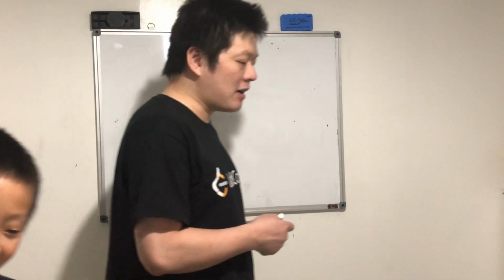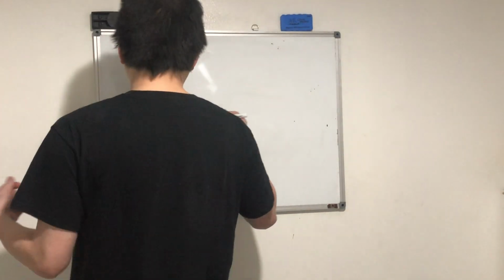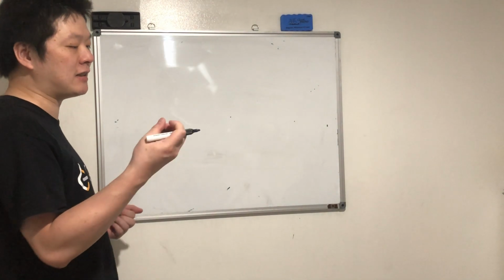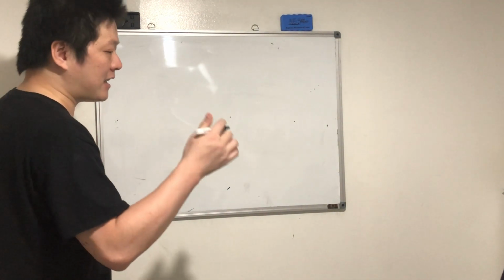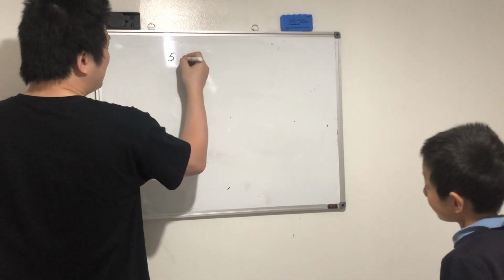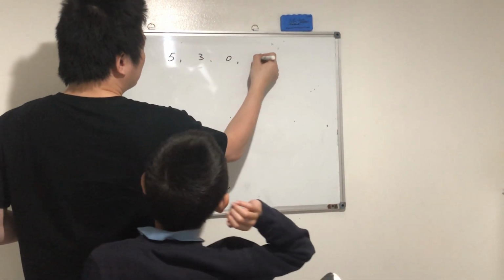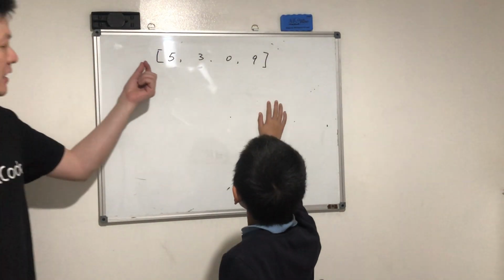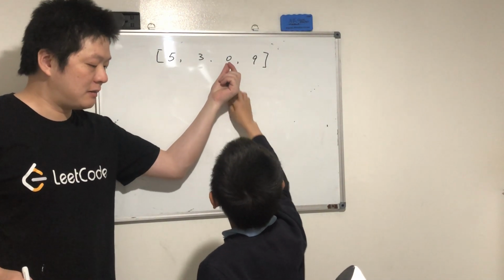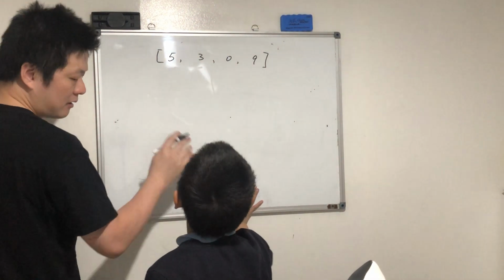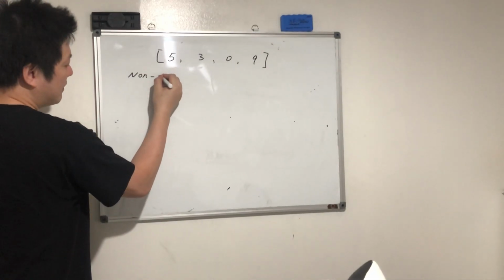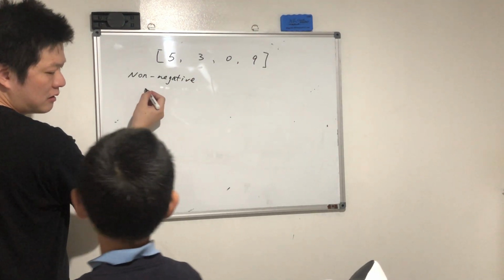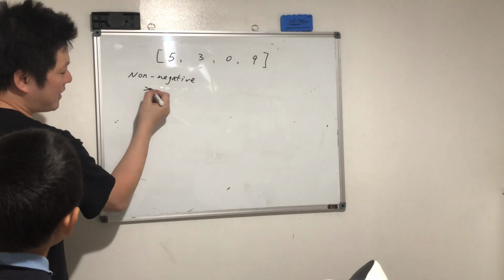Okay. So given a list of non-negative integers, which means the smallest number is 0, like 5, 3, 0, 9. That's 0, not the letter O. So you're given a list of non-negative numbers. What's non-negative? It means not below 0, so it's bigger than or equal to 0.